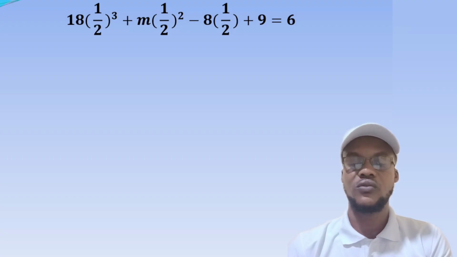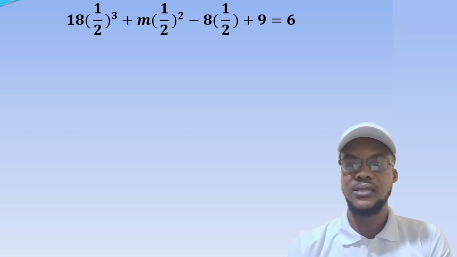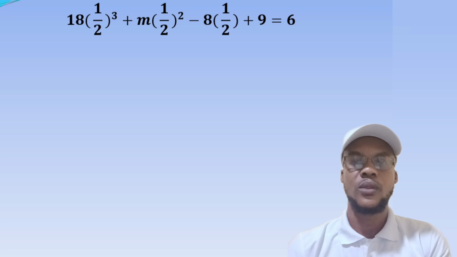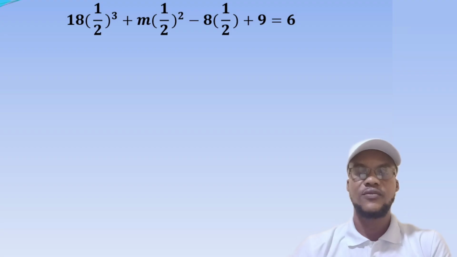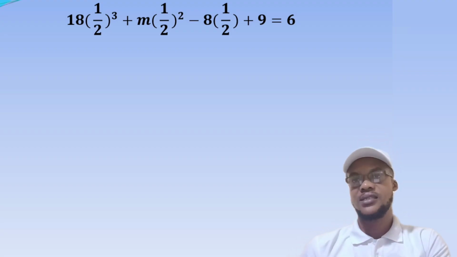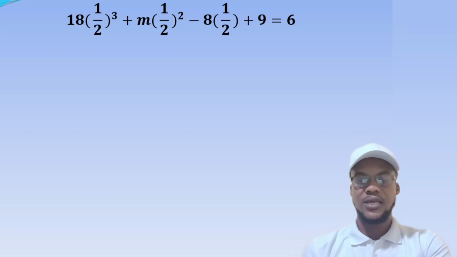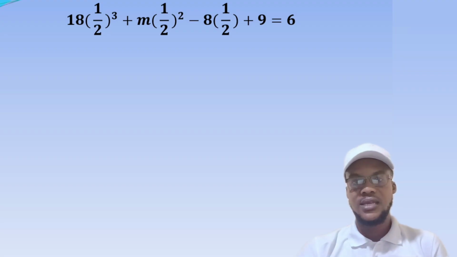Okay, that is what we are going to look at. Great, so let's see how it is. You only have to substitute the value of x, which is half, into the function, and once you do that, you are good to go. Because we have x cubed, we get 18 multiplying half cubed plus n multiplying half squared minus 8 multiplying half plus 9, which is equal to the remainder given in the question.